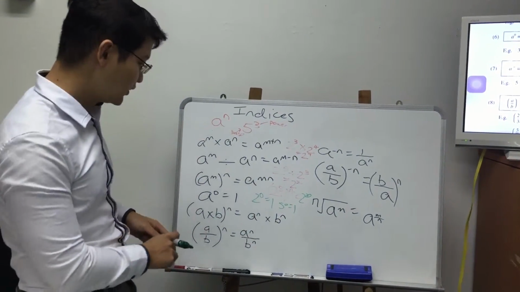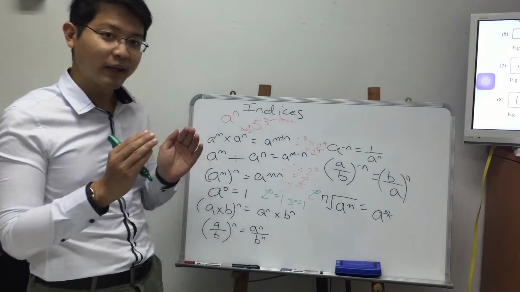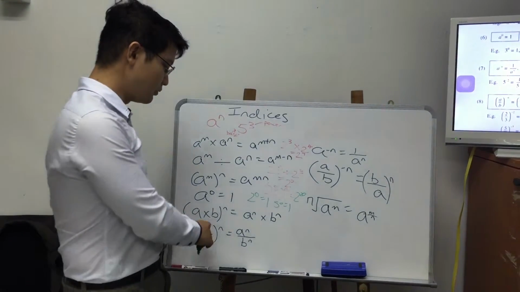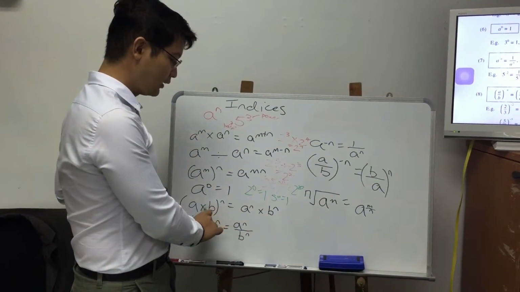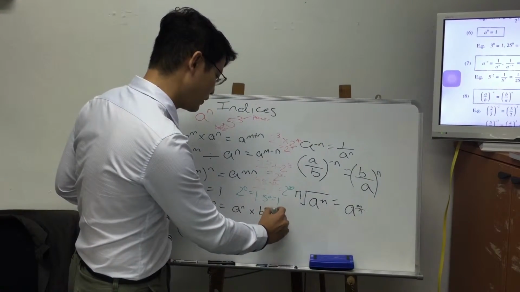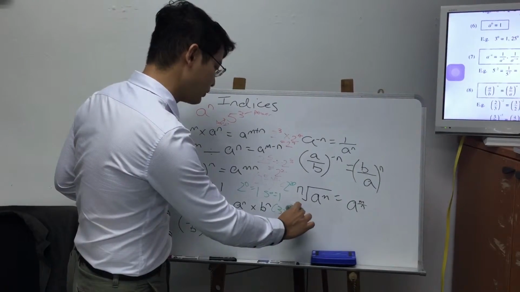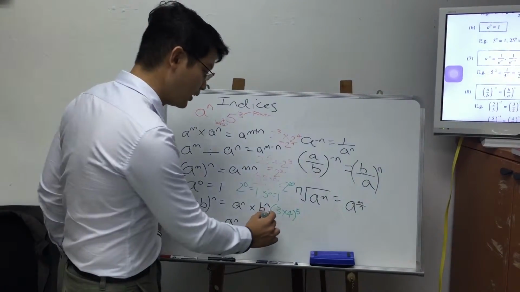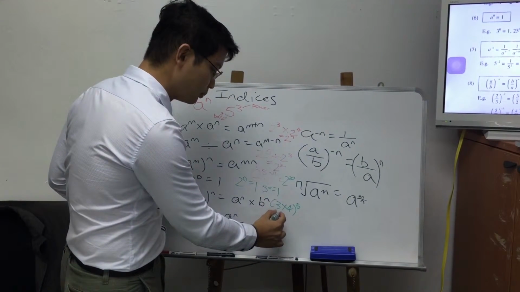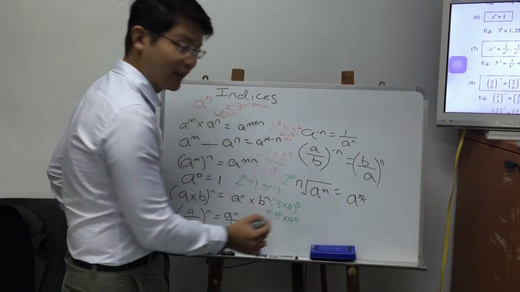Okay, so next up will be a times b, the whole thing in a bracket to the power n. What will this give you? This will give you a to power n times b to power n. For example, 3 times 4, bracket to power 5. If you open it up, you will get 3 to power 5 times 4 to power 5.